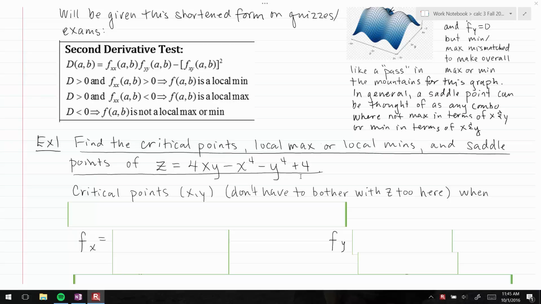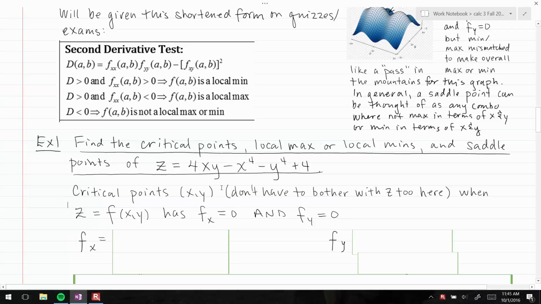The first step, just like in Calc 1, is to find the critical points. Technically a point in 3D has the z component, but we're just going to say these are critical points in terms of x and y. Just some lingo to pay attention to.